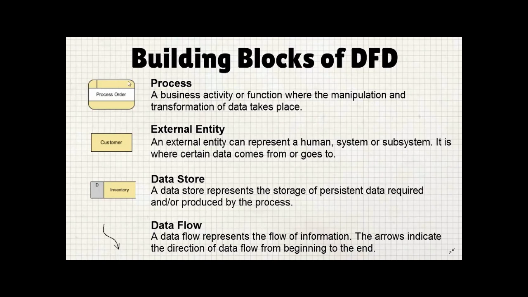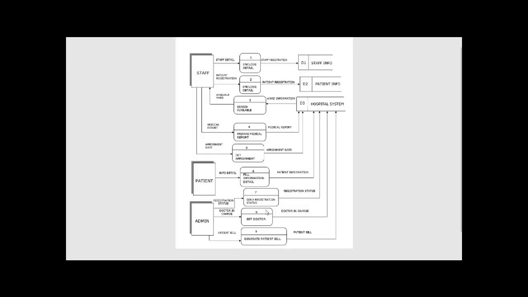This rounded rectangle represents a process, which is a business activity or function where the manipulation and transformation of data takes place. This rectangle represents an external entity that represents a human, system or subsystem. It is where certain data comes from or goes to. This data store represents the storage of persistent data required and or produced by the process. This data flow represents the flow of information.